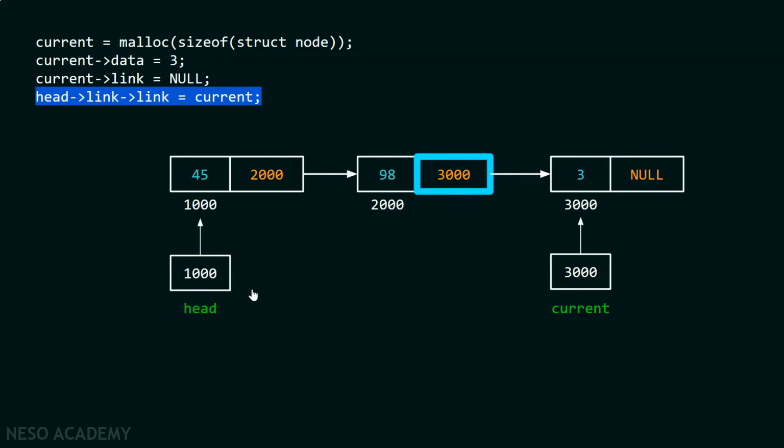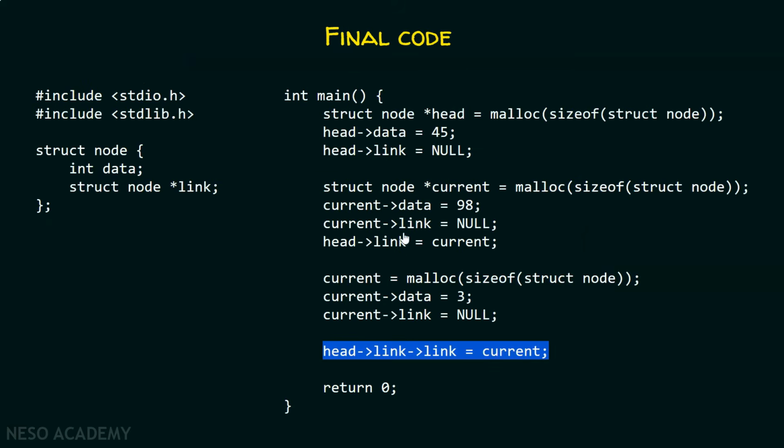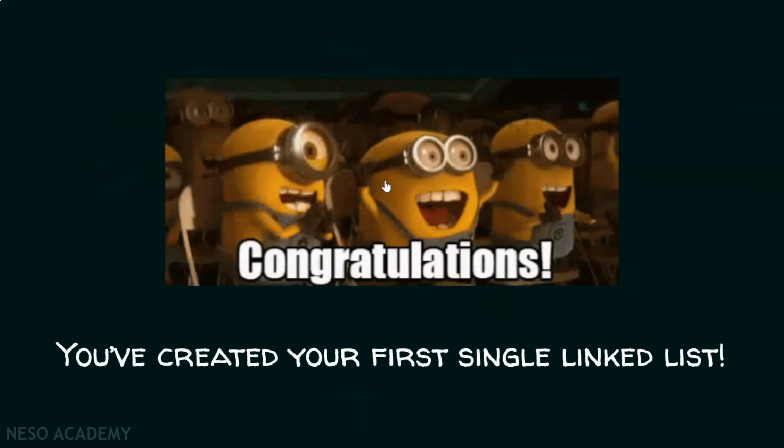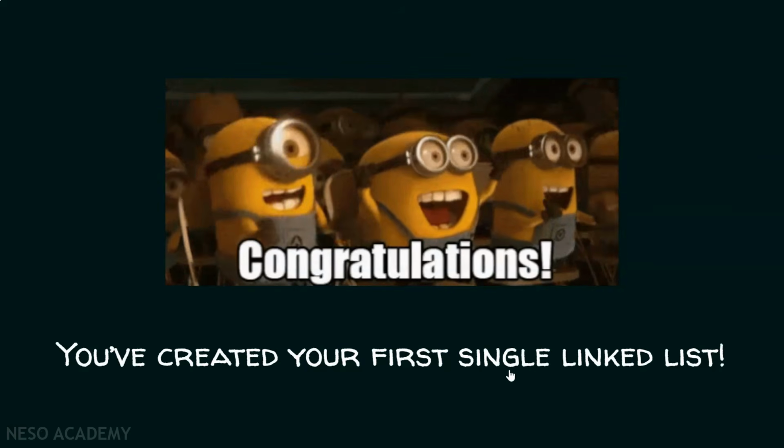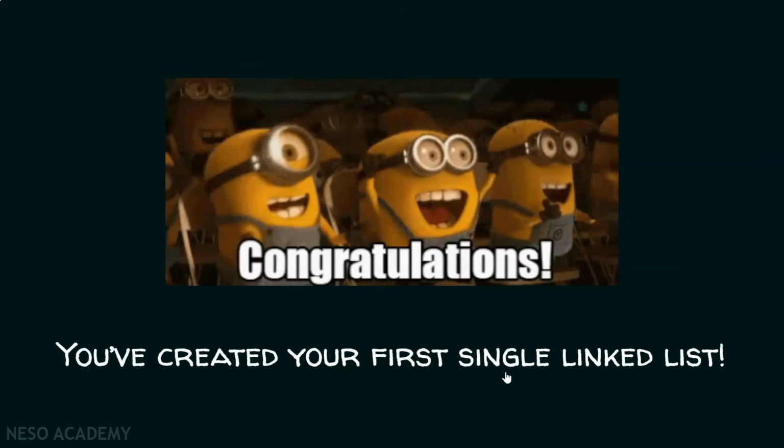So I am just using these two pointers, head and current. Current is obviously required, but there is no need to create current 2, current 3 and so on. By using this method, we can create our single linked list very easily. So this is our final code, which is capable of creating a single linked list containing 3 nodes, and that too without using extra pointers. Congratulations everyone! You have created your first single linked list. Many congratulations to all of you.